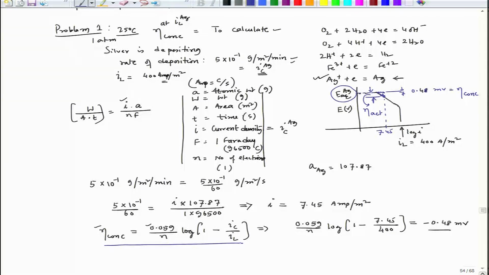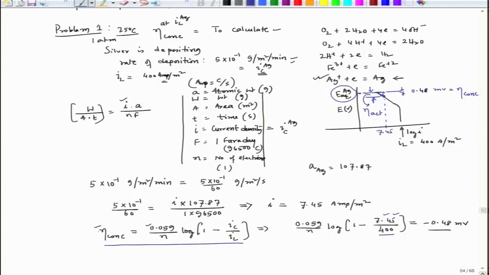So, this is one sort of problem, but you just try to put different current values, and keep going towards close to this IL, which is 400 ampere per meter square. You will see that the influence of that increase in current, unless it reaches close to that 400 ampere per meter square, will be a very small change, again because of this very equation. Now, this is one problem on this cathodic polarization part.